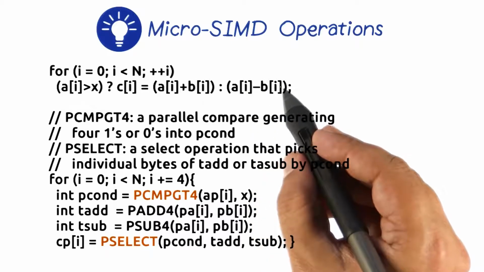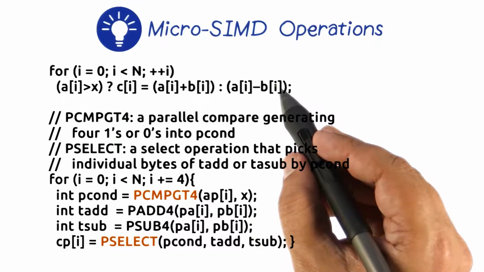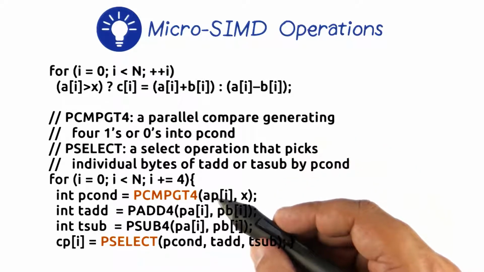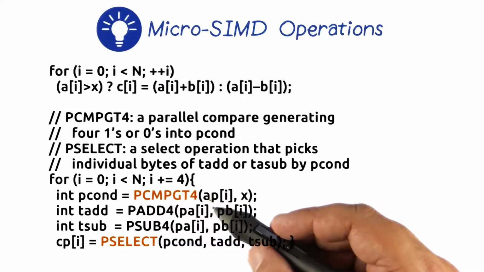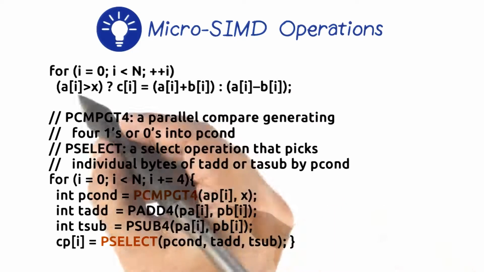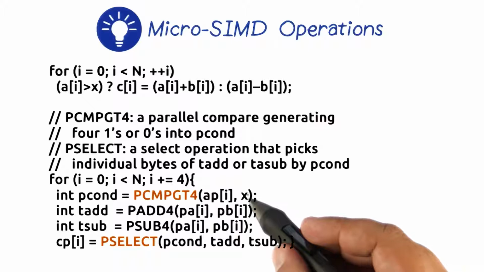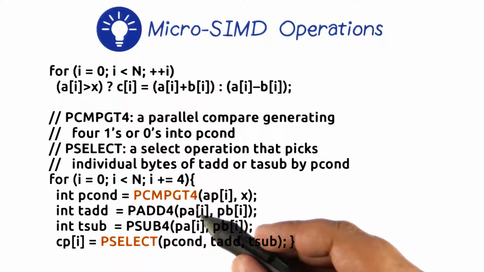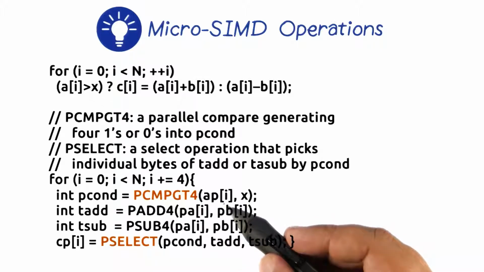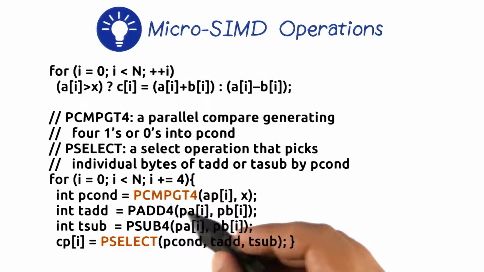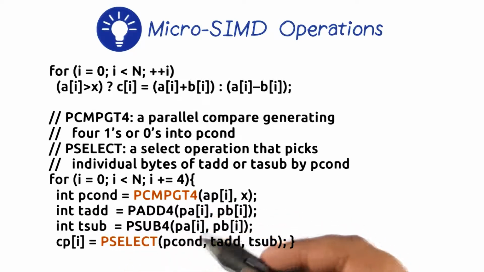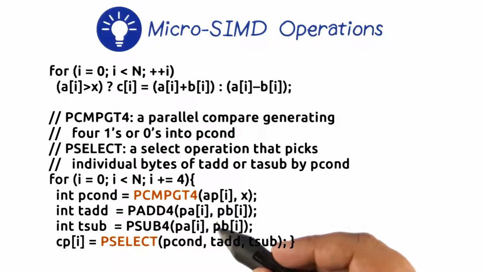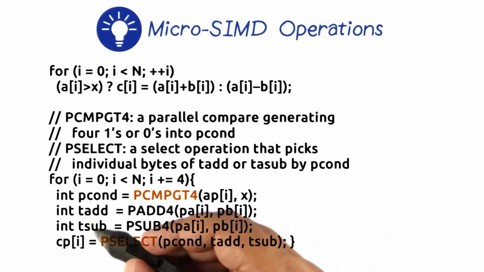So now let us see how this loop can be implemented using microSIMD operations. We have an interesting representation of this loop in terms of doing a select operation first. So we can easily see here that we can take all these A[i]s, compare them with X on a microSIMD boundary, and generate all those results into P condition. Then we can take the subwords, taking part of A, part of B, and adding them, and again on those subword boundaries generate the addition side of the result. Similarly, using subword level parallelism, we can take again part of A, part of B, do the subtraction, generate the results, and keep them ready in T sub.